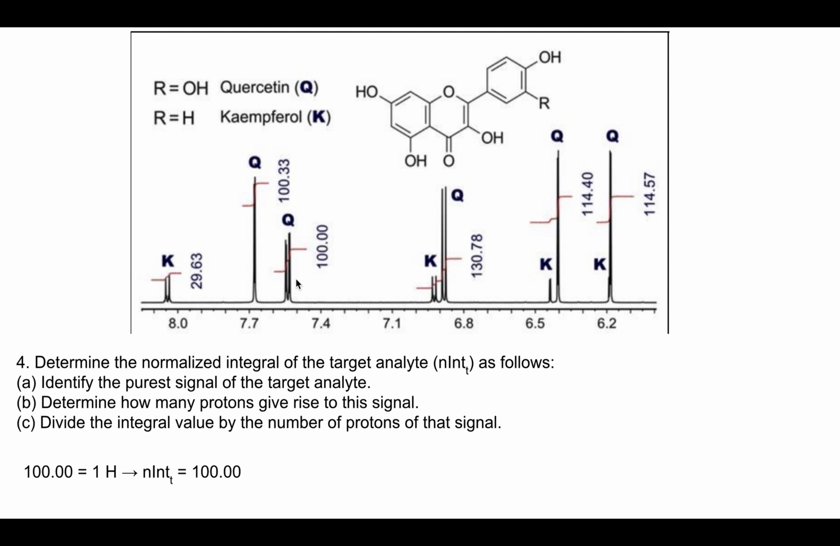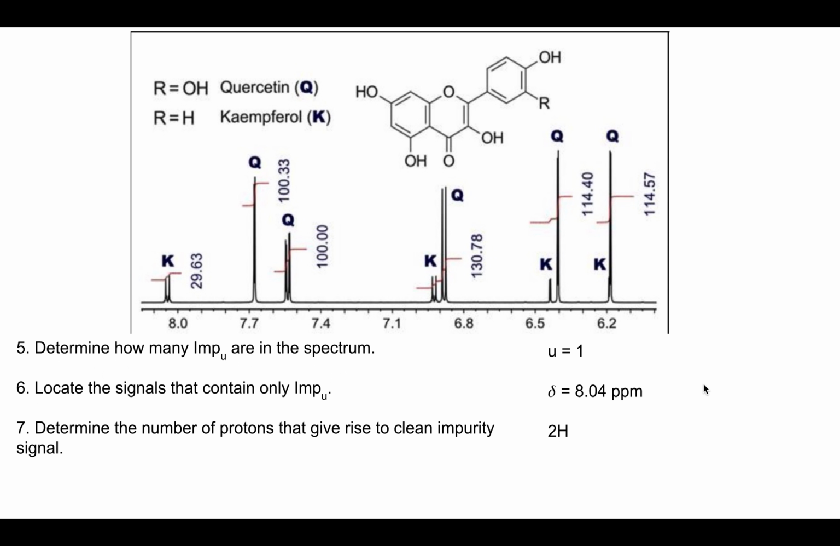And lastly, the third step is to divide the integral value by the number of protons of that signal. So we know that this doublet represents 1 proton, and we also know that it has an integral value of 100. So we take 100 and set that equal to 1 proton. So now we have a relationship. An integral value of 100 is equal to 1 proton. And in order to find the normalized integral value, we need to divide the integral value by the number of protons of that signal. So if we do that step, we get that our normalized integral value for our target analyte is equal to 100.